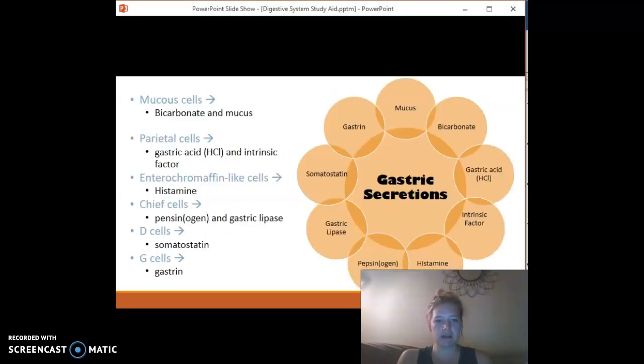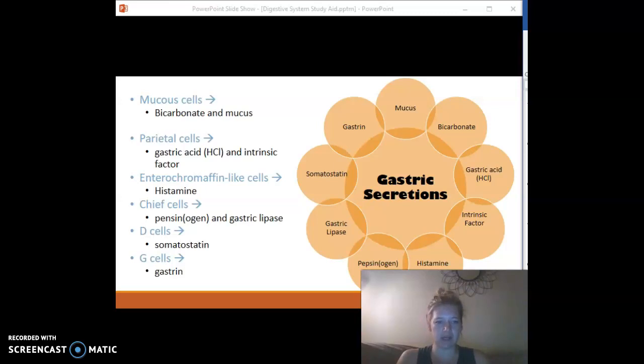Okay, this is just a little illustration here to show you all the different gastric secretions that occur in the stomach. So there's about 9 of them on the right side, but we can briefly summarize which secretory cells secrete them. So mucus cells secrete bicarbonate and mucus. Parietal cells secrete gastric acid, also known as HCl, and the intrinsic factor.